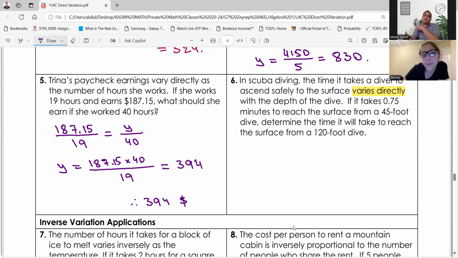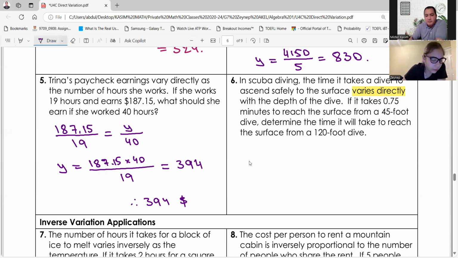Okay, so first tell me, Zainab, what x represents and what y represents. X represents the time. Y represents the minutes. Yes, time. No, y represents the depth, and x represents time. Because if it takes 0.75 to reach, because the time changed, then the depth changed.